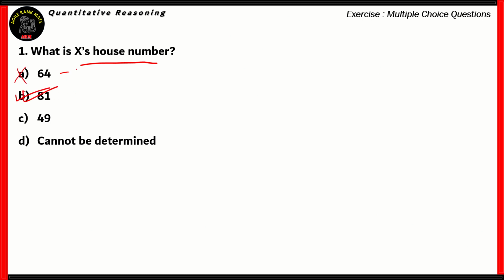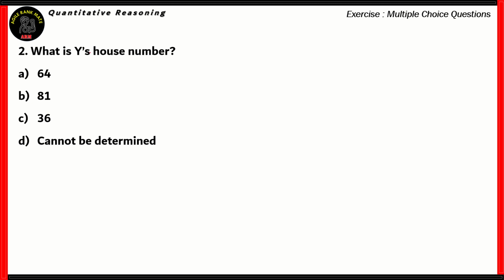64 is incorrect because that's the house number for y. 49 is less than 50, so it doesn't fulfill the conditions, and cannot be determined is incorrect because we found out that 81 is correct. So x's house number is 81.